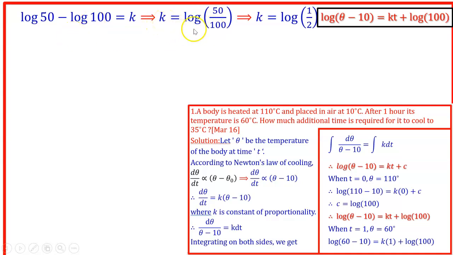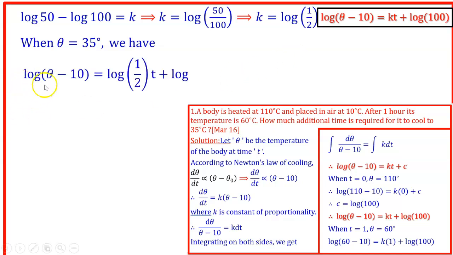Therefore, k = log(50/100), which implies k = log(1/2). This is the value of k. When theta is 35, then log(theta − 10) = kt + log 100. We are substituting the value of k, so it is log(1/2)·t + log 100.